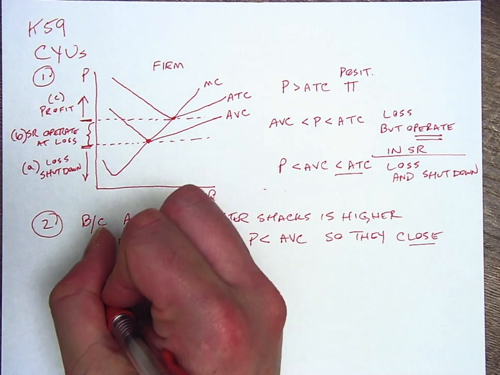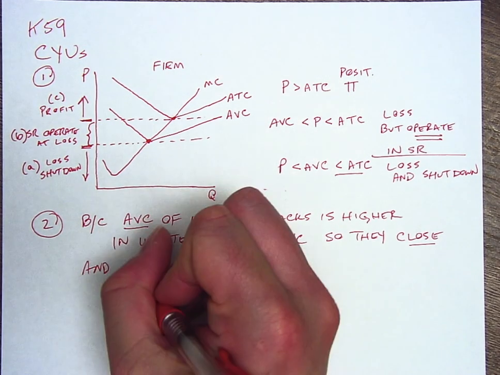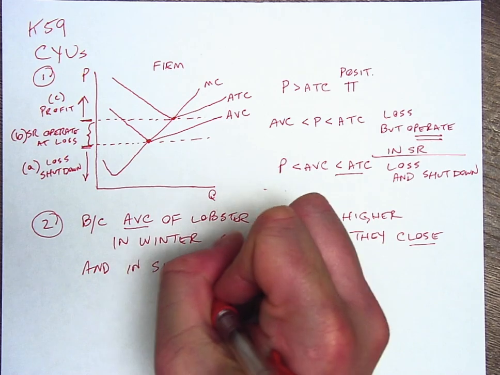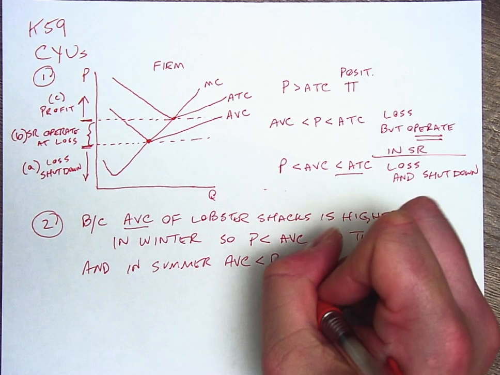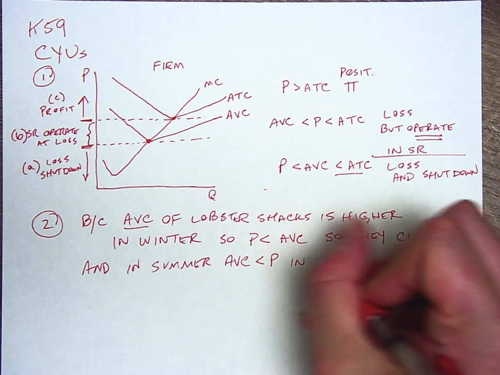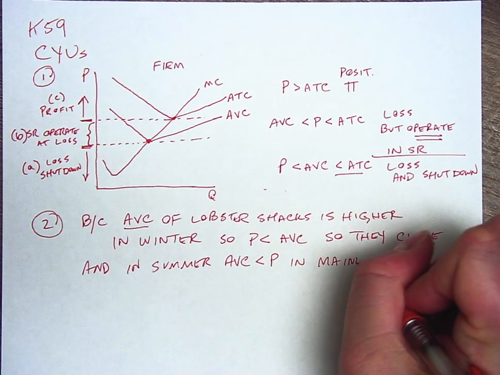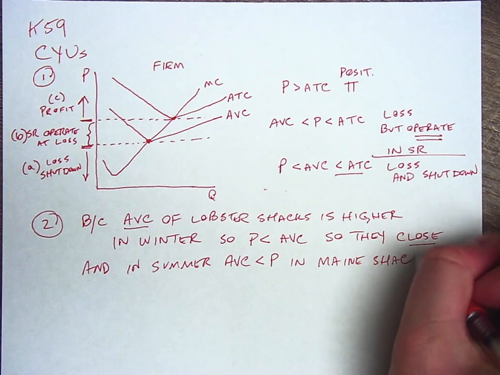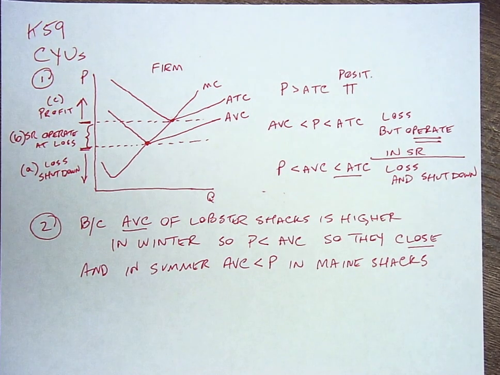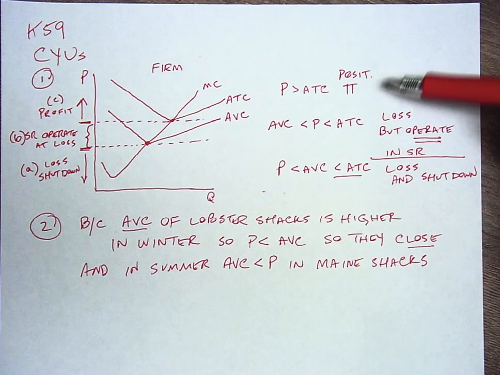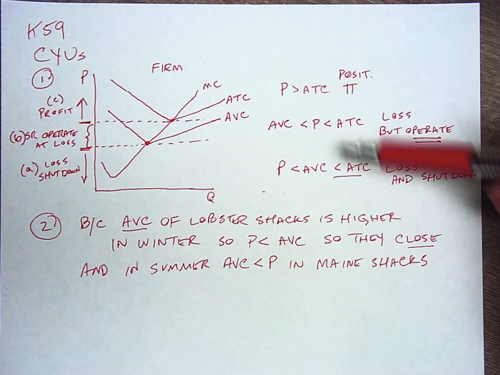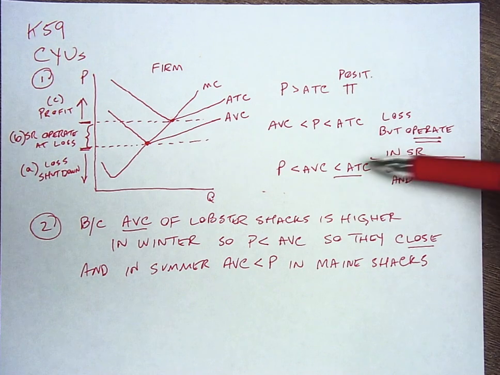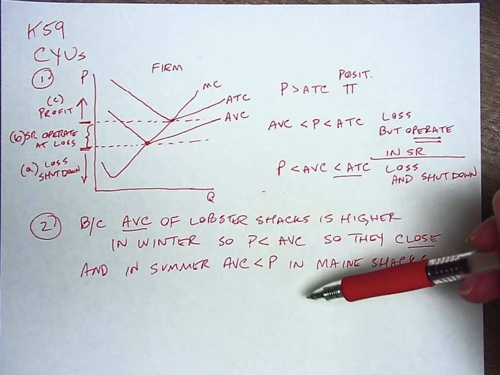But in the summer, we'd say AVC is less than the price in Maine lobster shacks, so they operate, right? So they're seasonal, and that would kind of be the explanation here, is that they basically move from profitability, where the price is above ATC and AVC combined, to the place where price is below the AVC, so they shut down.